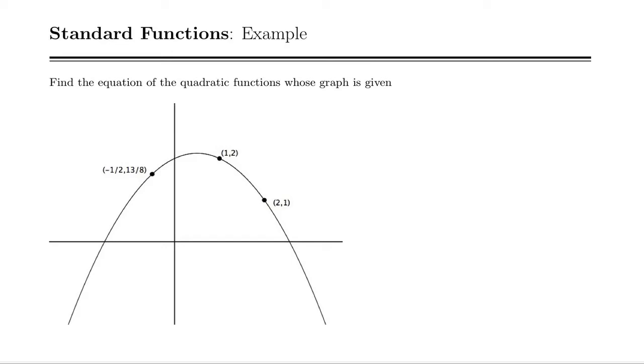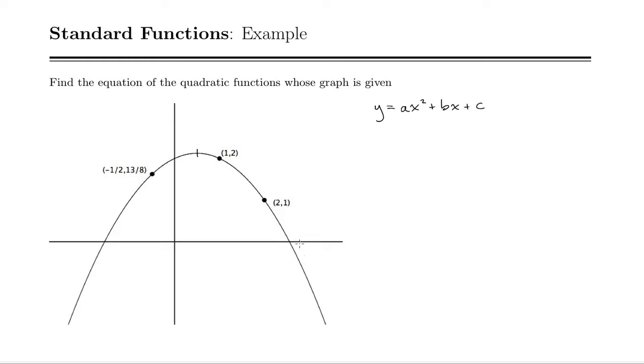We have this quadratic, and we'd like to find the equation. Unfortunately, we don't have the vertex. The vertex is right there. We don't know what point that is. And so we are not able to use the graphing or vertex form. So we're going to have to use standard form for a parabola, which is ax squared plus bx plus c.